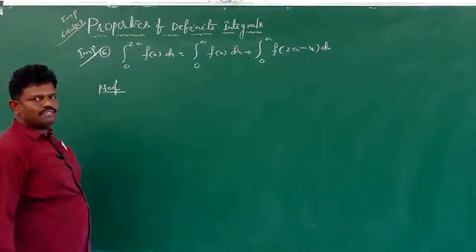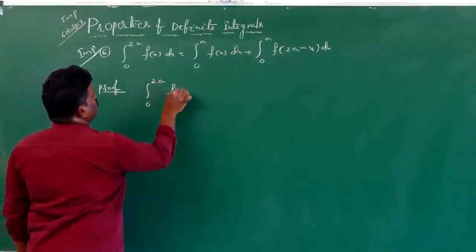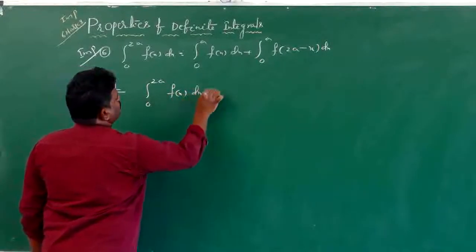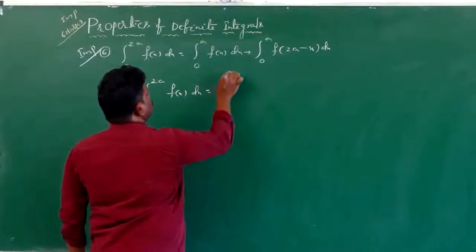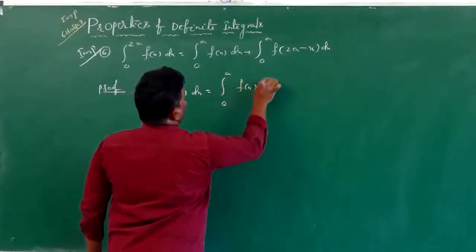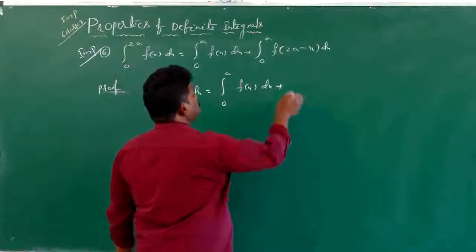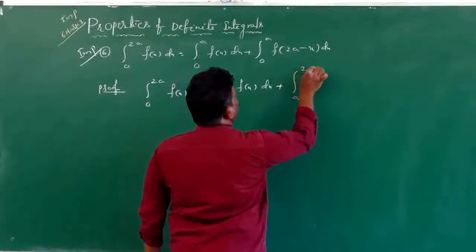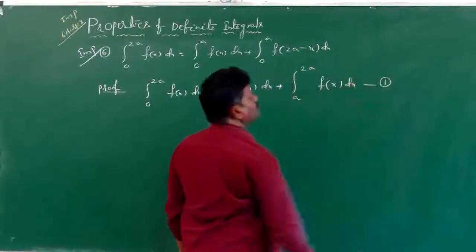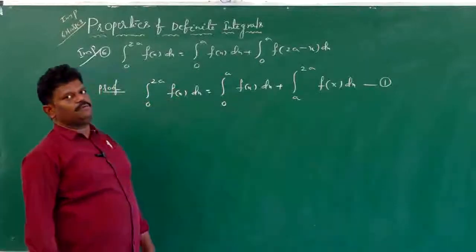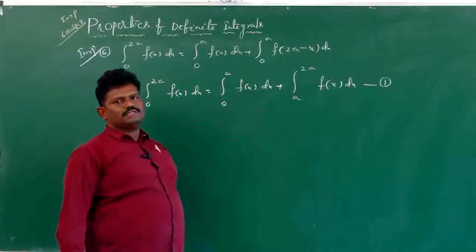Okay? Now here we already know integral 0 to 2a f of x dx. If you split this integral, it becomes integral 0 to a f of x dx plus, if you select a as the point in between, continuing, integral a to 2a f of x dx. So this is equation 1. Which property? This one, the third property. In between 0 to 2a, if you consider the point a, then you split this integral.